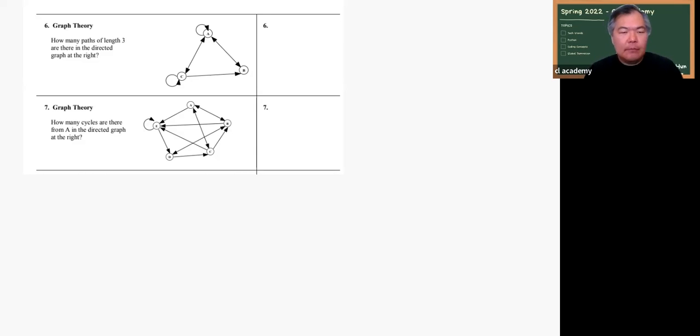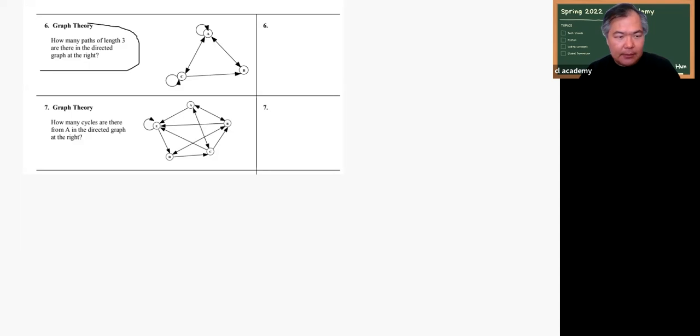Okay, so now I'm going to do problem 6. Problem 6, right over here. And problem 6 is a doozy. Okay, so let's read the problem. So what does the problem say? It's a graph theory question. How many paths of length 3 are there in the directed graph on the right?